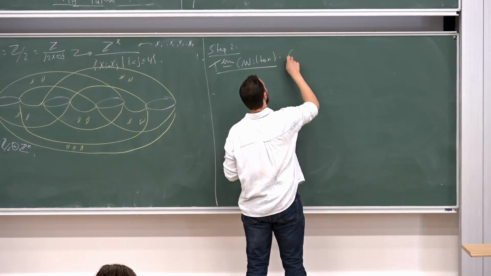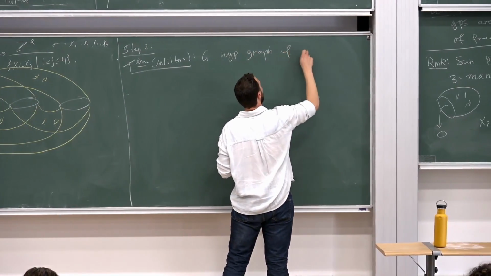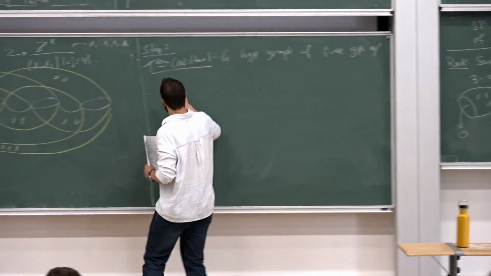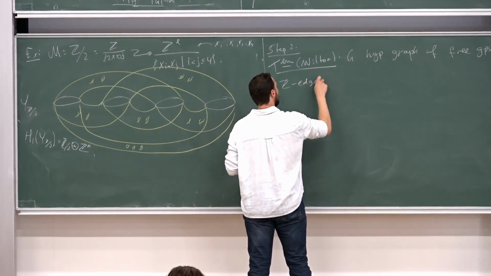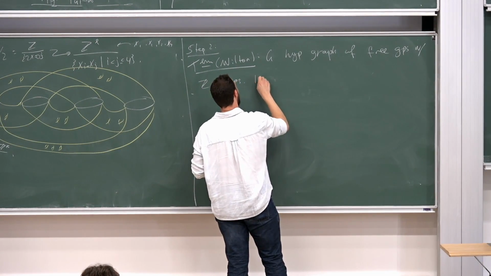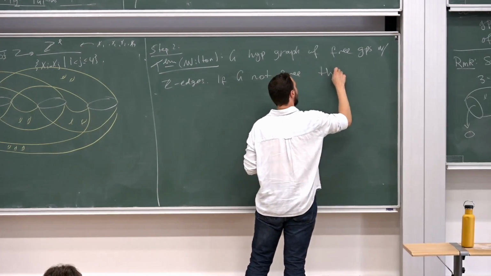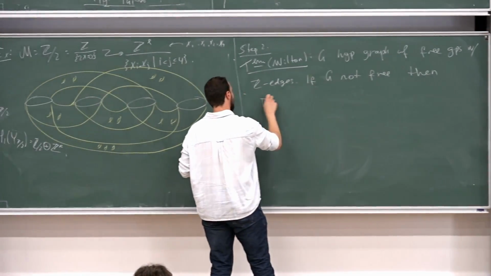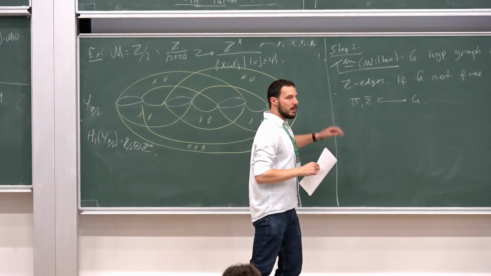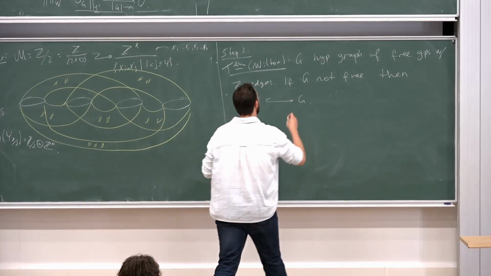So suppose we have G, hyperbolic, enough free groups with Z edges, then if G is not free, then there is a surface that immerses into G. So can I ask a quick question? So hyperbolic here means the group is hyperbolic. Yes.